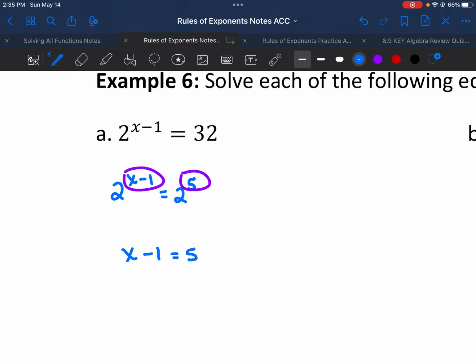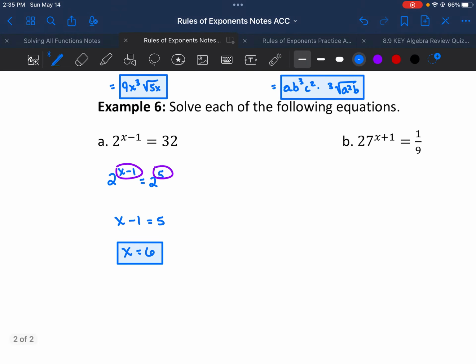Alright, so now I know x minus 1 must equal 5. Add the 1 to the other side. x equals 6. Okay, and you can check it, of course. Plug in x equals 6 into the original problem. 2 to the 6 minus 1, well, that's 2 to the 5th. 2 to the 5th is 32. Check.